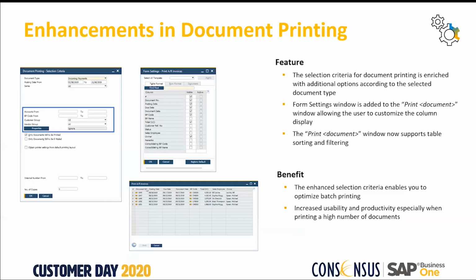Some additional enhancement on document printing. I have additional selection criteria that I can use. And in the form settings window, after I open it, I have the field to print, and this allows the user to customize those columns that are displayed.